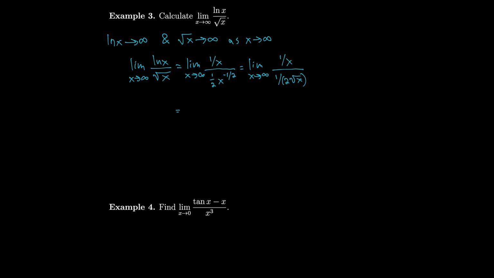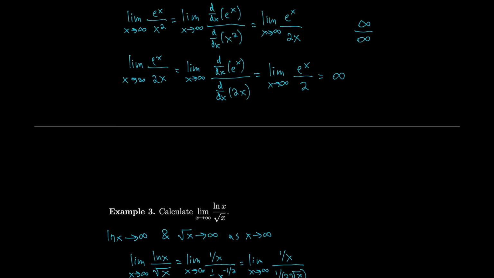If we just simplify 1 over x over 1 over 2 rad x, that's the same thing as saying it's 2 rad x over x. And rad x over x is 1 over rad x. So this is the limit of 2 over rad x. As x gets to infinity, the denominator gets super big, so this number gets super small, so it goes to 0.